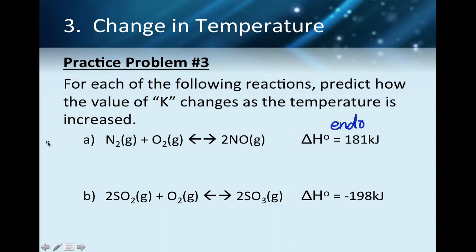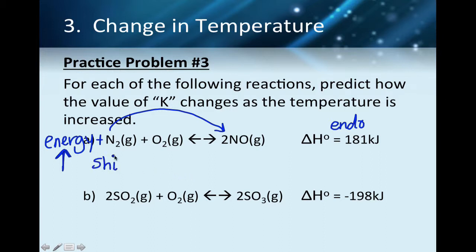So the energy or the heat, I'll put energy here, is going to be treated as a reactant because we have to put energy in. So when I do this, it says predict how the value of K changes as the temperature is increased. Well, if I increase the temperature, I'm going to be putting in energy, which is a reactant. That means the reaction is going to shift to the product side.